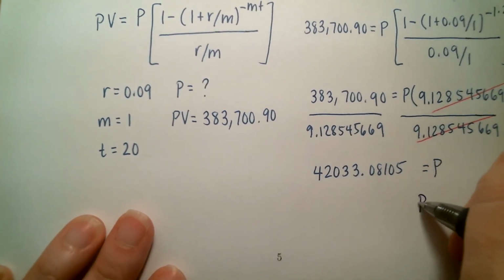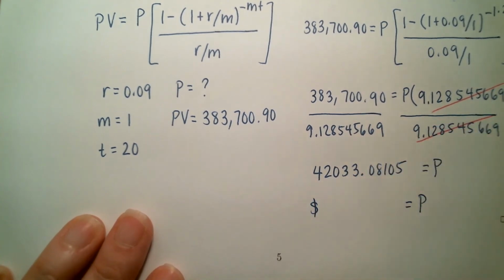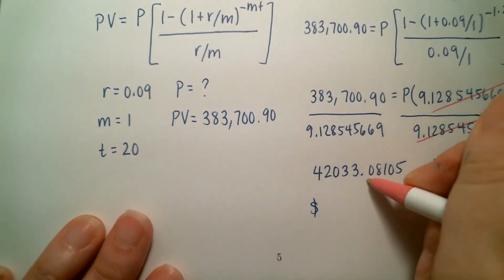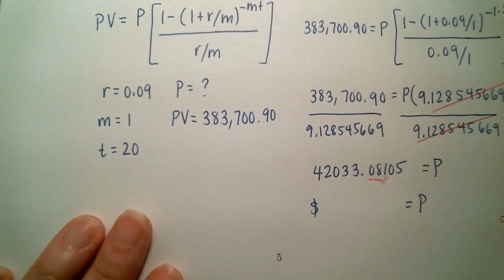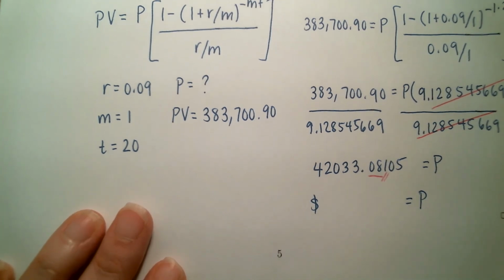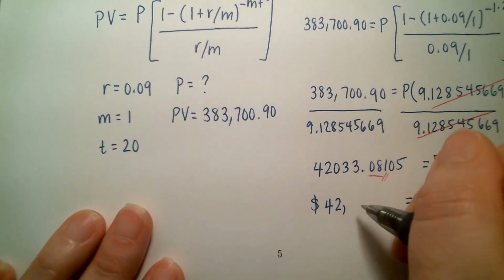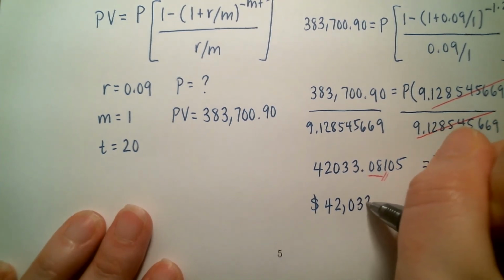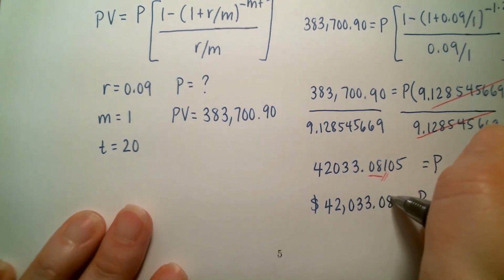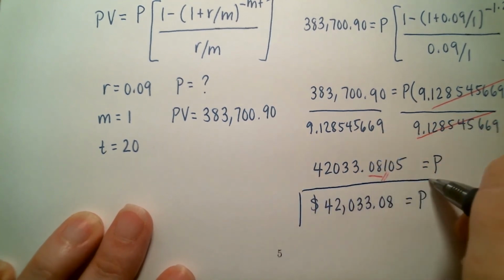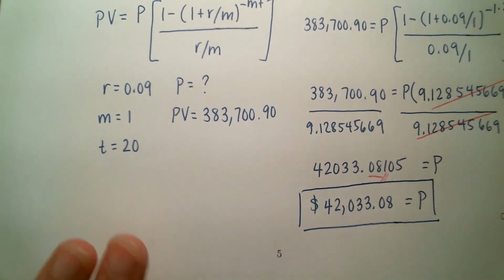We need to round to the nearest cent. So we have 8 cents. Look at the number after. It's a 1, so it's going to stay 8 cents. The person will receive yearly payments of $42,033.08. And that is a reasonable answer. For some people that's like a yearly salary, so that is a reasonable answer.